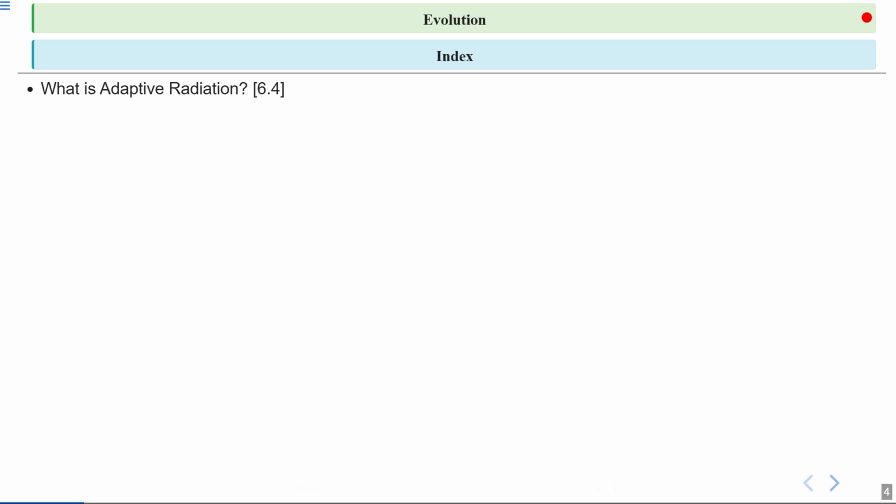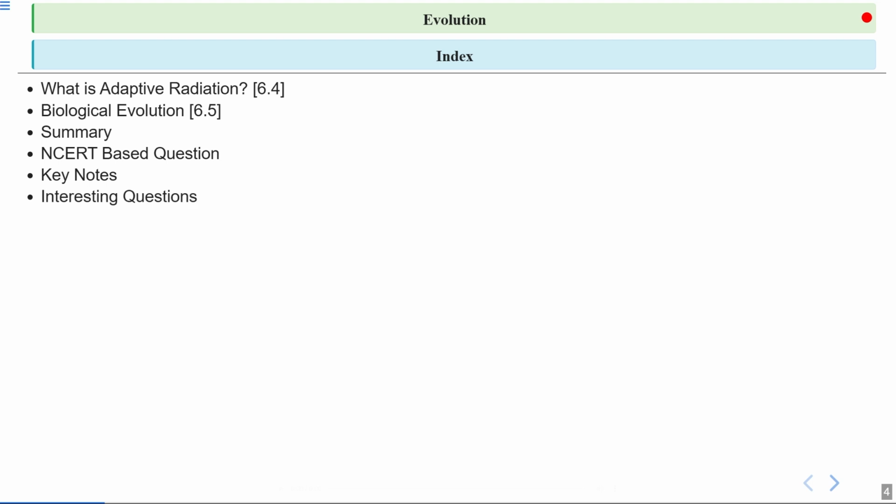So, we are going to study adaptive radiation today, which is NCERT section 6.4. Then we'll talk about biological evolution. Then we'll summarize this entire lecture. We'll also discuss some NCERT-based questions related to these topics. We'll also discuss some keynotes that will have some interesting information for you. In the end, there will be some interesting questions that will enhance your critical thinking ability.